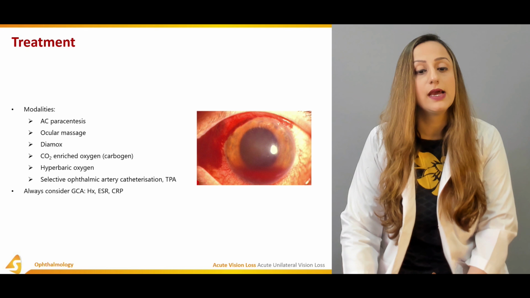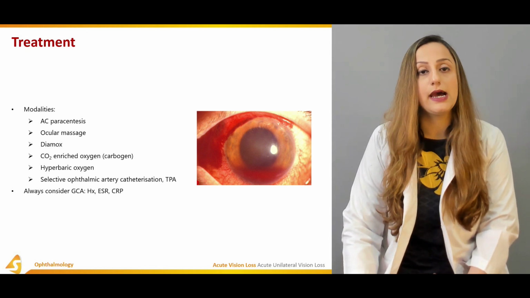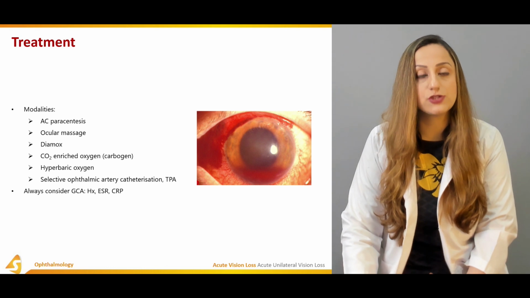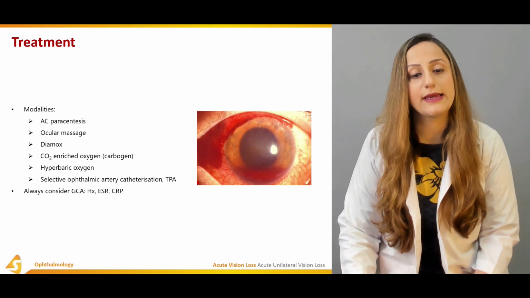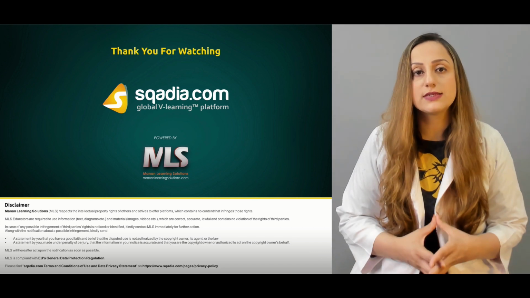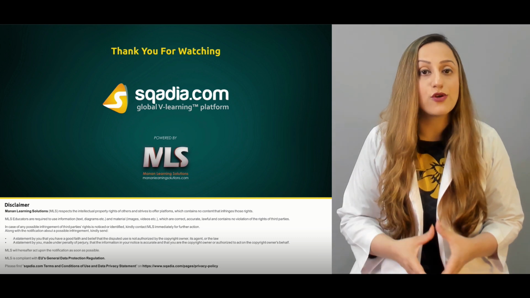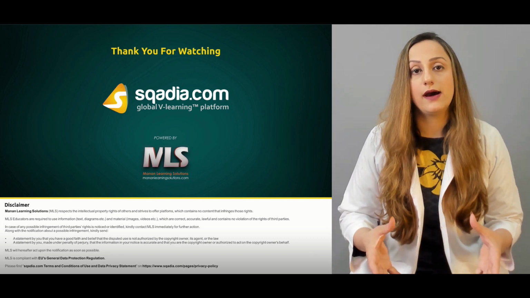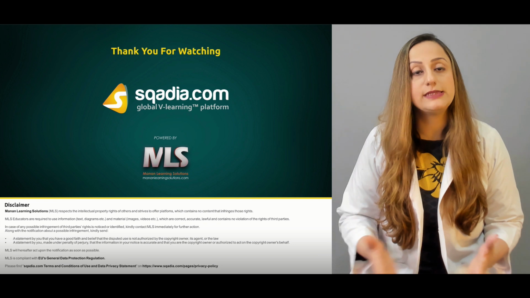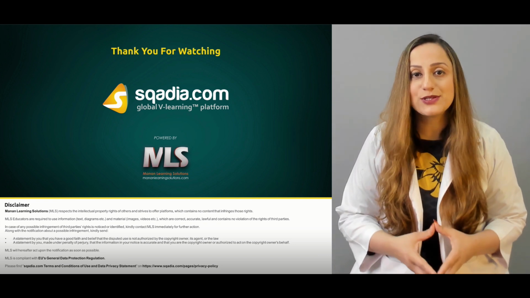Always consider giant cell arteritis. ESR and CRP have to be calculated in these patients to rule out giant cell arteritis. So knowing the causes of acute unilateral vision loss makes it easier for us to get to the definitive diagnosis in a patient of vision loss. So that is the end of this section.